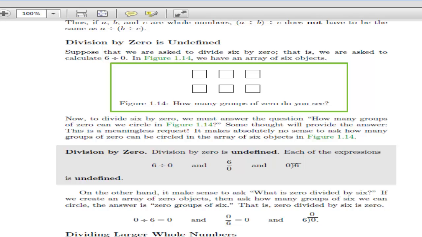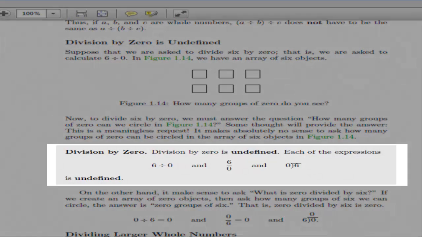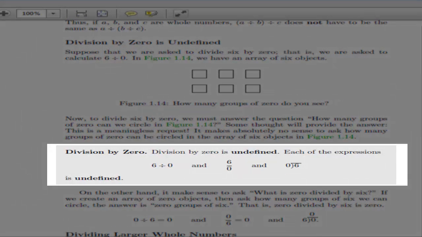Now, to divide 6 by 0, we must answer the question, how many groups of 0 can we circle in Figure 1.14? The answer: this is a meaningless request. It makes absolutely no sense to ask how many groups of 0 can be circled in the array of 6 objects in Figure 1.14. Division by zero is undefined. Each of the expressions is undefined.